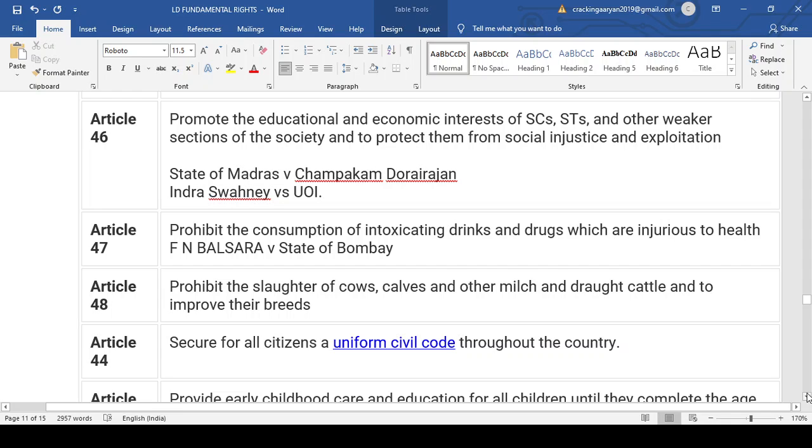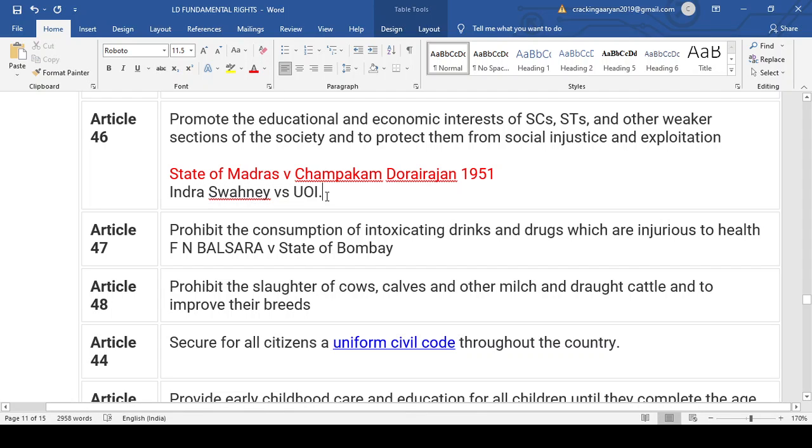Now this is the case of State of Madras versus Champakam Dorairajan. In this case, the Supreme Court held that the fundamental rights have supremacy over the directive principles of state policy. Very important case, guys. This is State of Madras versus Champakam Dorairajan, a 1951 judgment. The Supreme Court said that fundamental rights have supremacy over the directive principles of state policy.